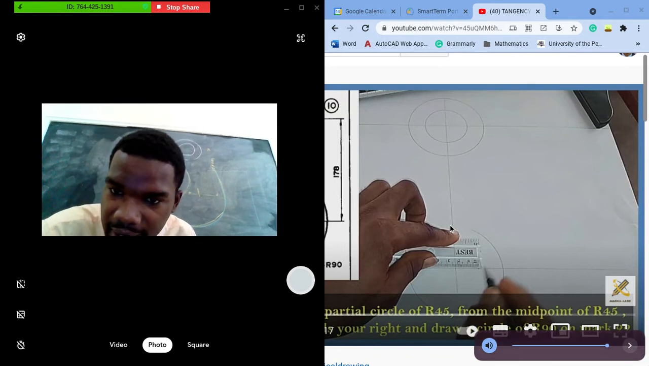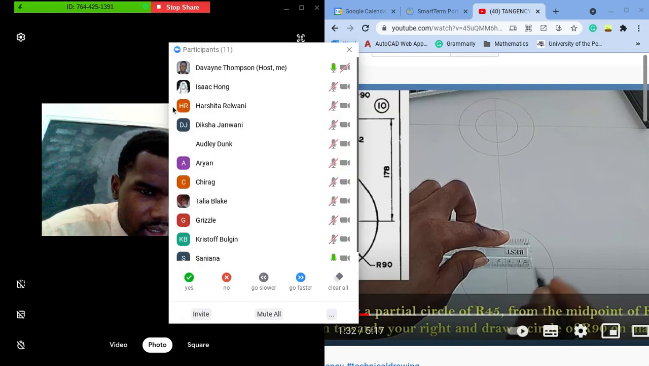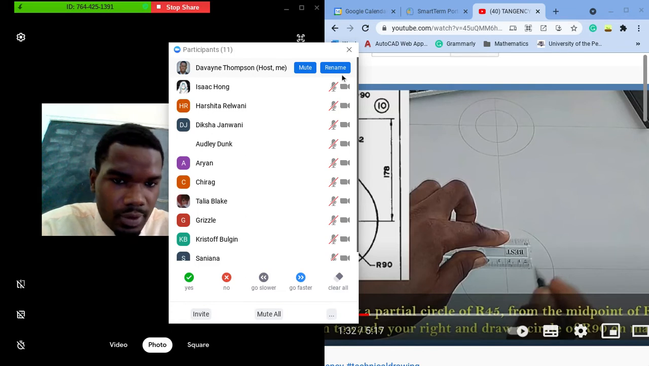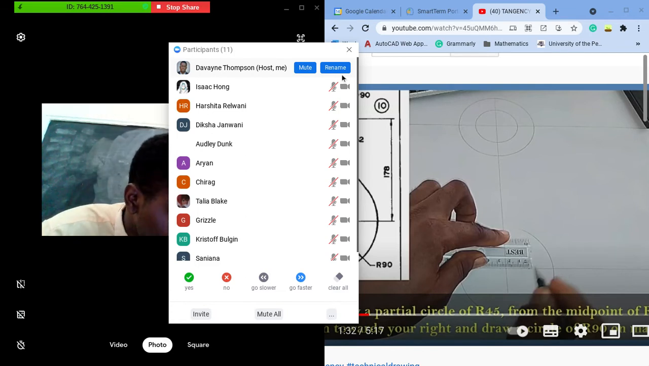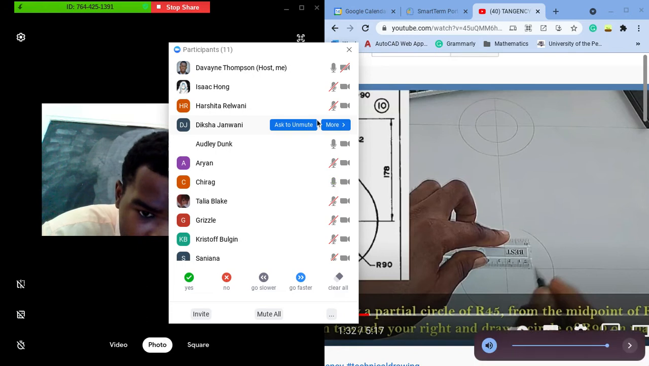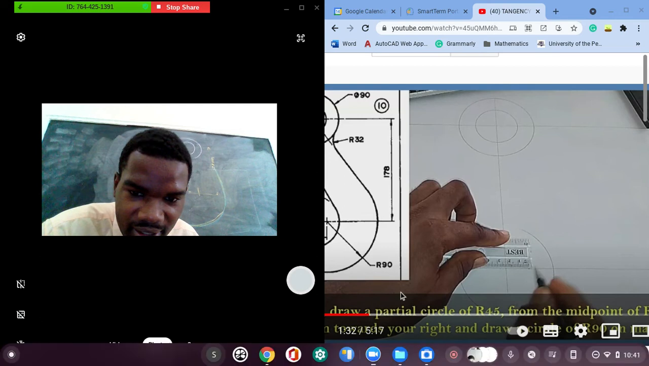Alright, so while you guys are reaching this point, I'm going to pause for a second and check up on Harshita, Isaac, Audley, Arian, Chirag. How far are you guys with the second drawing I gave you in the WhatsApp group? Any difficulties so far? No, sir. Alright, Chirag, any difficulties? Arian, Audley? Sir, turns out I didn't draw the crane hook, so that's what I'm doing right now. Okay, alright, no problem. So I know Isaac is really okay, but I just want to know, Isaac, how far are you?